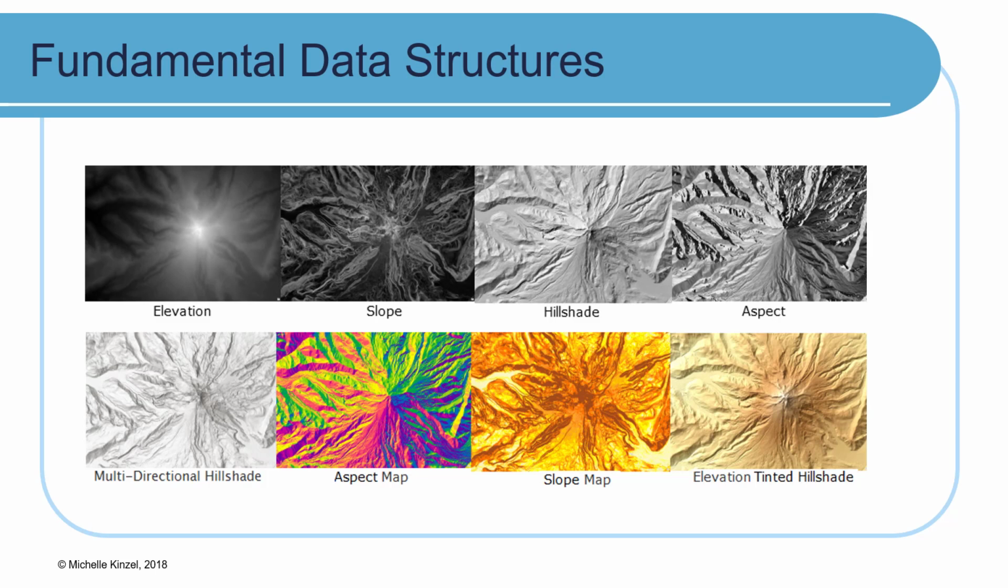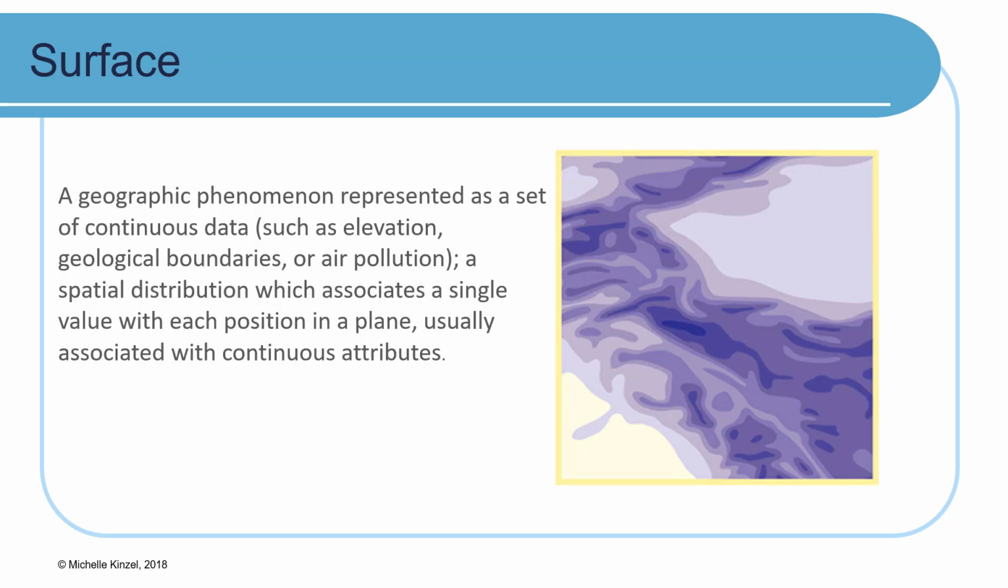So these are just some different types of data structures, and you can see that our gray pixels are bits of data, and by color coding them as a GIS analyst, you're able to display the information in a more vivid way. A surface is a geographic phenomenon represented as a set of continuous data.